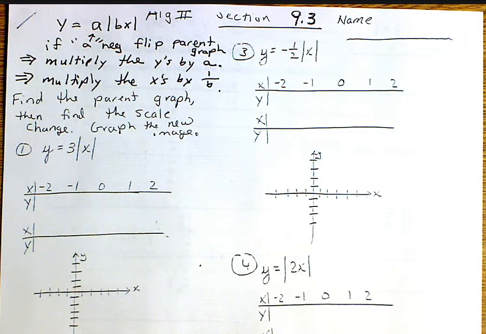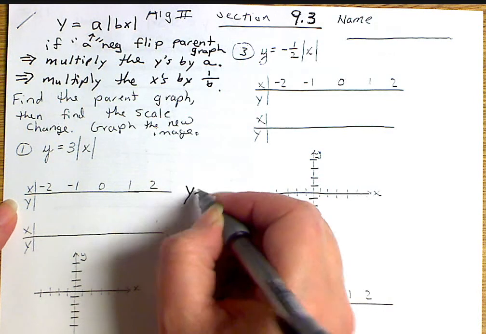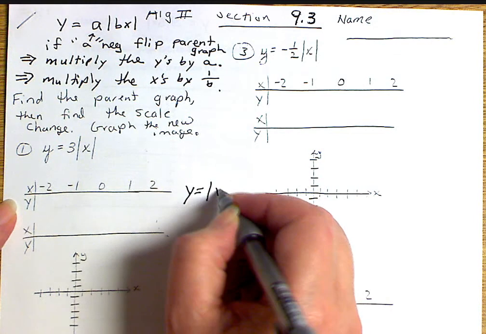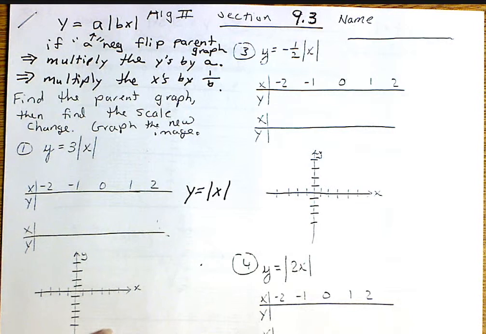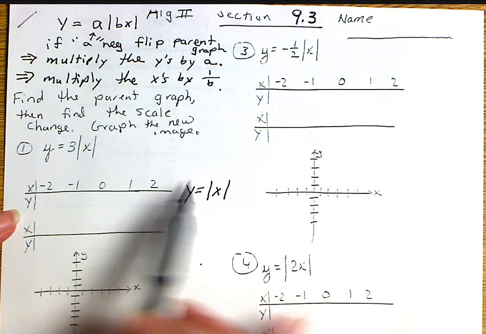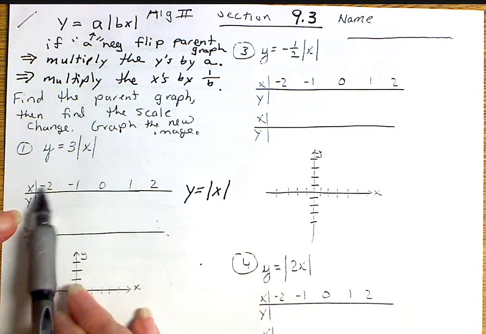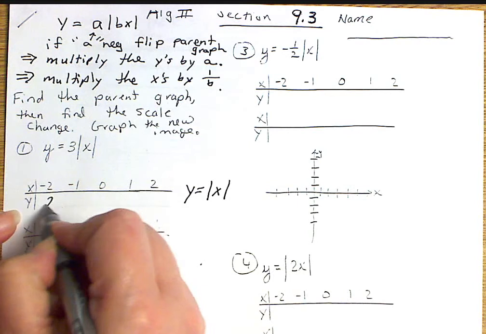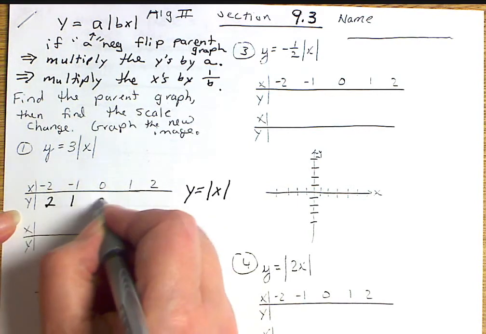So what is the parent graph? Y equals the absolute value of x. That's the parent graph. Remember, that's what we always start with. So if the parent graph is always this, this will always be this. So -2 absolute value is 2. Absolute value of -1 is 1. 0, 1, 2.